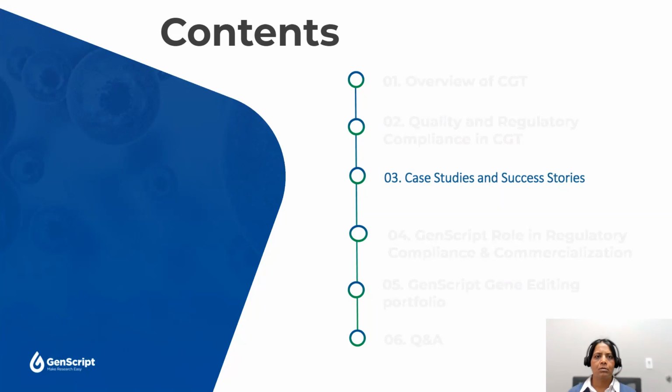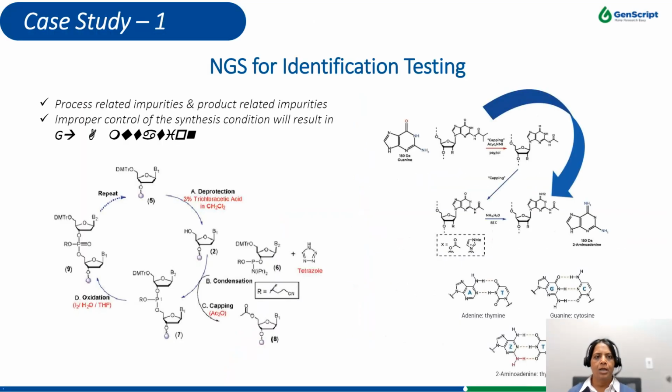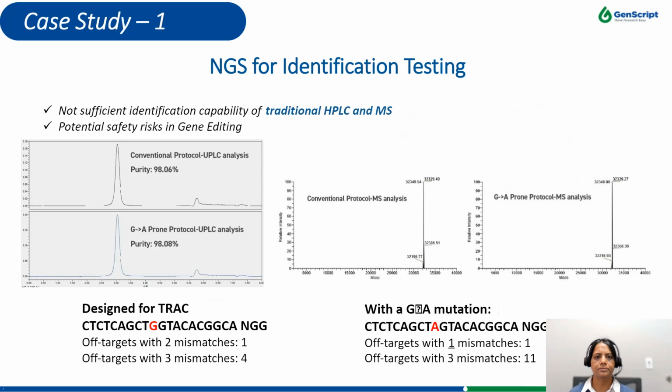Let's now look at some real case studies and how GenScript supports different customers at different stages. During the chemical synthesis of single guide RNA, some side reactions are unavoidable. For example, one such reaction can cause a G2A mutation. If a G2A mutation occurs, it disrupts or interferes with the base pairing and increases the potential for off-target effects.